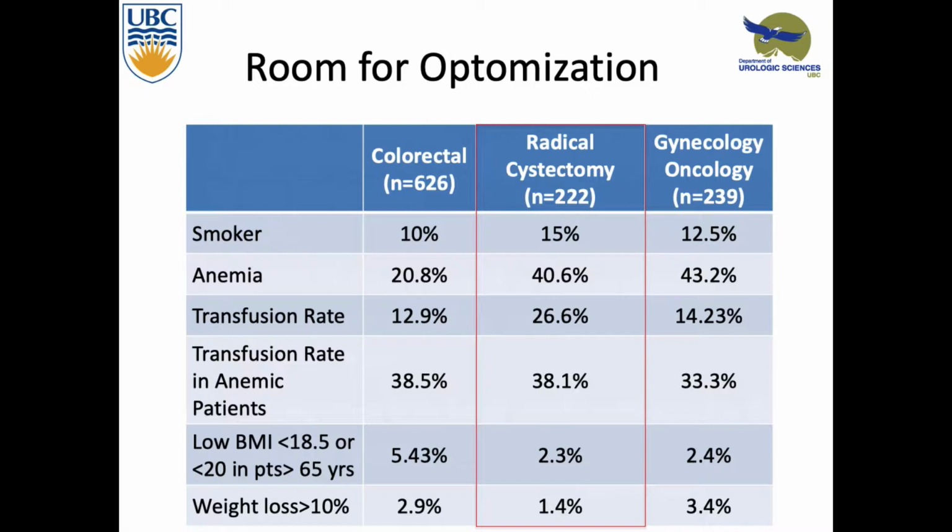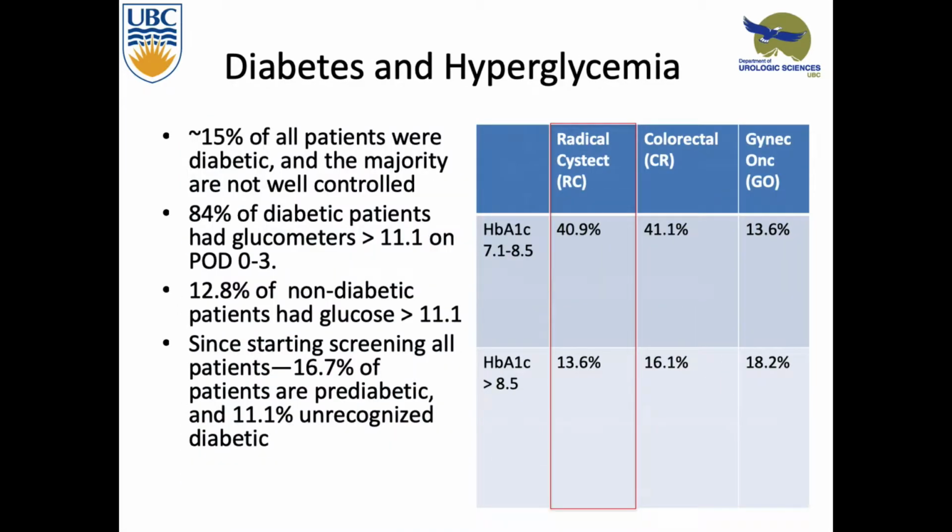Now, if we look at our patients, 15% of them are still smoking. This is the NSQIP definition, so they're smoking within 1 year. 40.6% are anemic. High transfusion rate, 26%. Transfusion rate in anemic patients is higher at 38%. And many patients are low BMI or they've lost weight in and around the time of surgery.